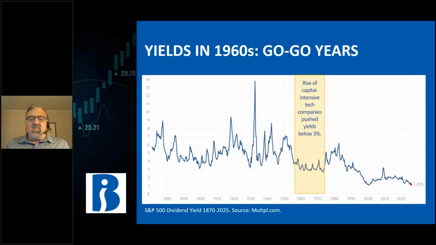In the 1960s, the so-called go-go years, technology and innovation really started to be embraced by American businesses. We had all sorts of technological innovations like the Polaroid camera or the Xerox machine, and we sent a man to the moon, and there wasn't anything that Americans couldn't do. These new innovations required a lot of capital, and so yields, as you see on the graph here, fell to as low as 3%, in many cases much lower than the 2 decades prior.